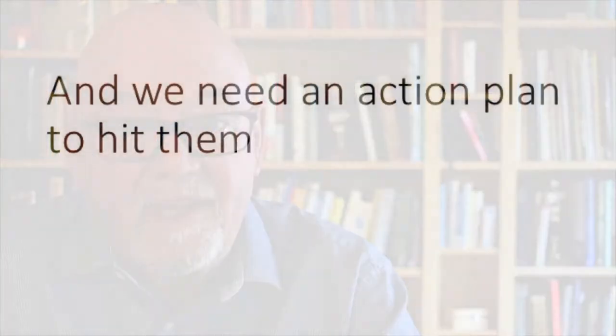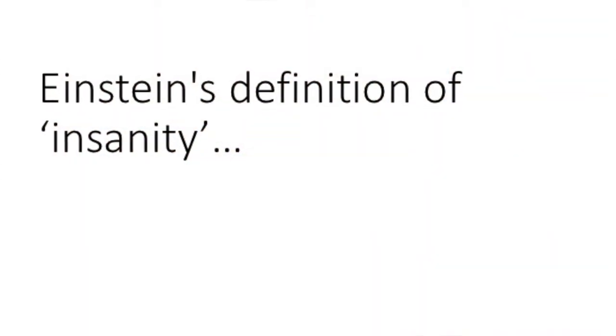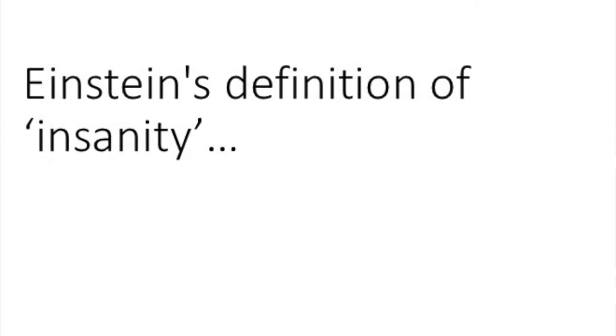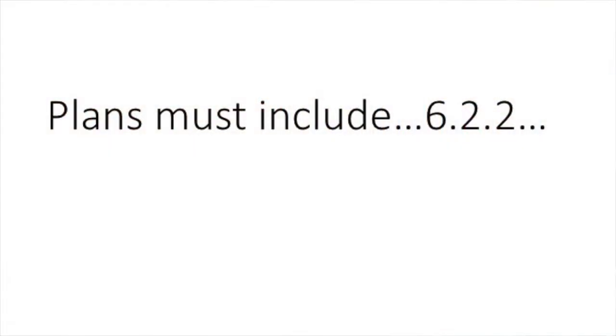The next thing you need to take care of in this section is an action plan to hit the target. You might remember Einstein's definition of insanity, which was doing the same thing over and over, expecting a different result. So in order to avoid this, the standard requires in clause 6.2.2 that you create an action plan.